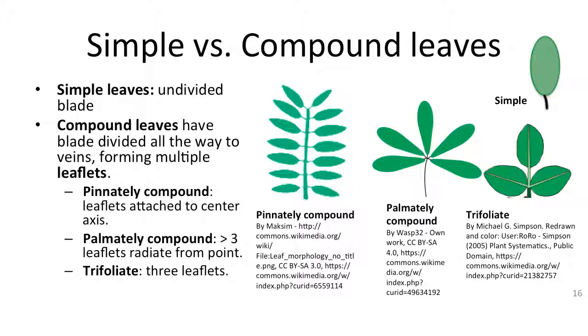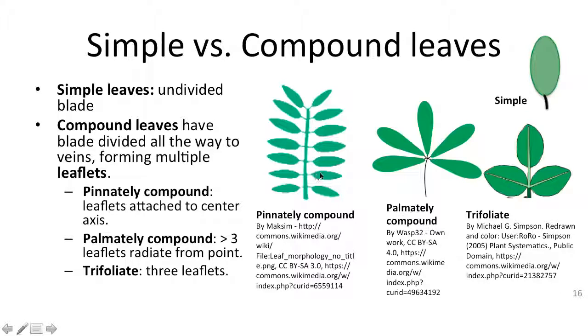An alternative to a simple leaf is a compound leaf. Compound leaves have the blade divided all the way down to the central vein, and this forms multiple leaflets. If we have a compound leaf, there are three different ways that the leaflets can be arranged. The leaflets can be pinnately compound, as shown in this diagram on the left. In the pinnately compound leaf, there's a long central axis, and the leaflets are attached to that central axis.